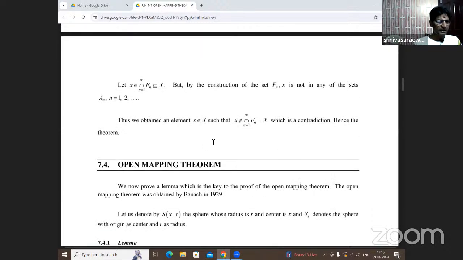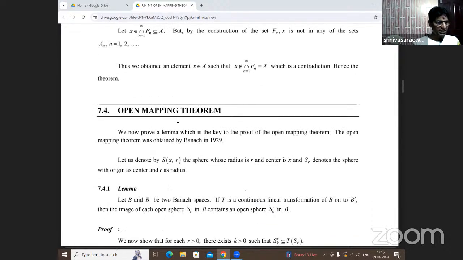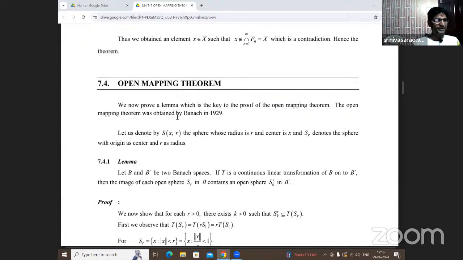So finally, a complete metric space means every Cauchy sequence converges to a point, and the point is small x. So this is of the second category. So that is the proof of this theorem. Now, finally, we will discuss the open mapping theorem.